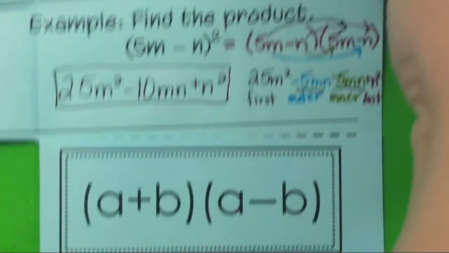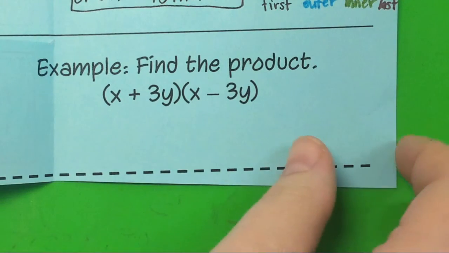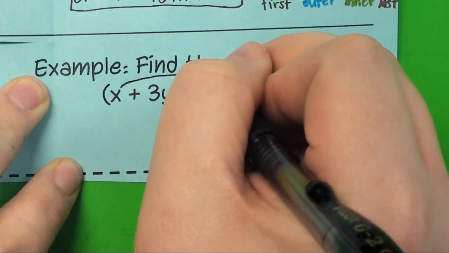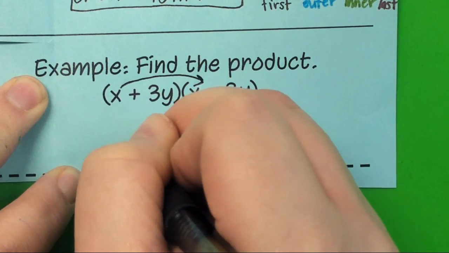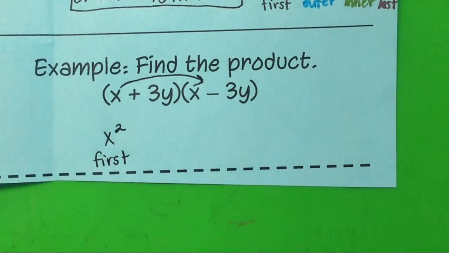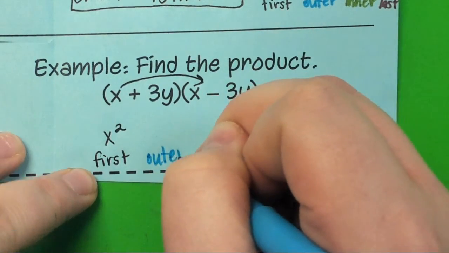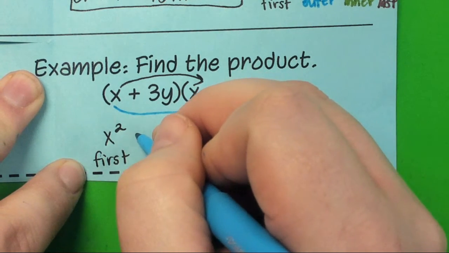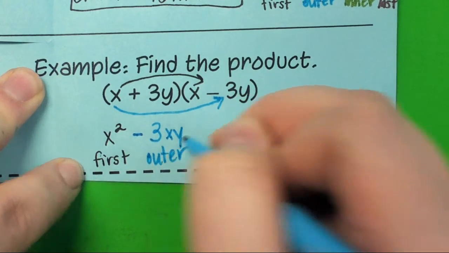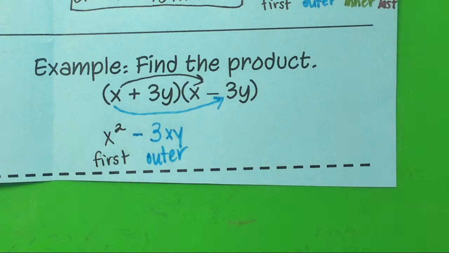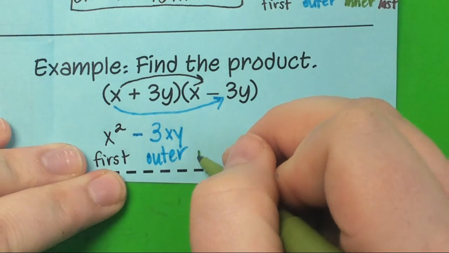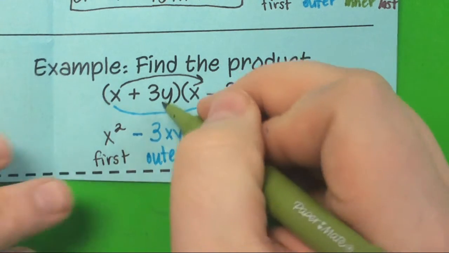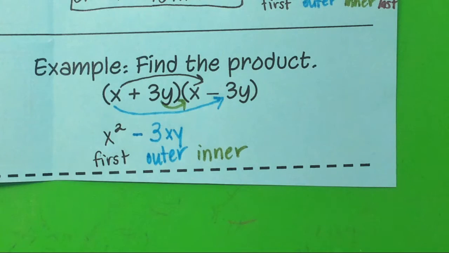So let's flip over in the last flap. What is the first? X and x? Okay, so my first, I get what? X squared. Okay, and then for my outer, I multiply what times what? X and negative 3y, and I get negative 3xy. Agreed. And then for my inner, who do I multiply? 3y and x, so what do you end up getting? 3xy. Positive or negative? Positive.